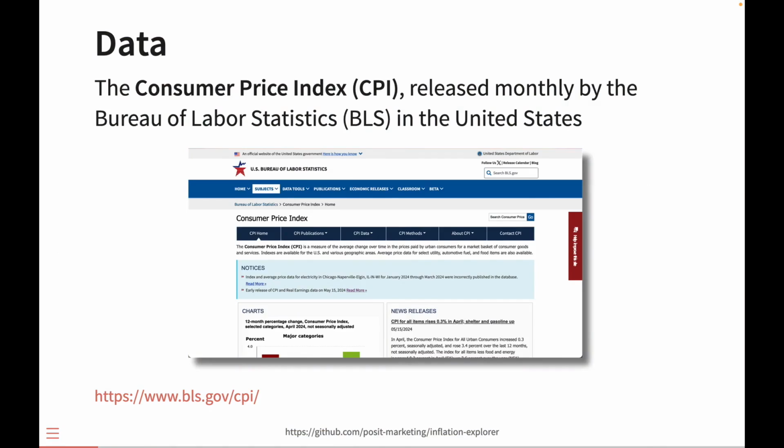The data we'll look at today is the Consumer Price Index, or CPI, a key measure of inflation that tracks the changes in the prices of a basket of goods and services purchased by households. It covers a wide range of categories, including housing, transportation, food, and more. The CPI is released monthly by the Bureau of Labor Statistics, or BLS, in the United States. Today's dashboard displays the data from the BLS website, refreshing every month when the new report comes out.